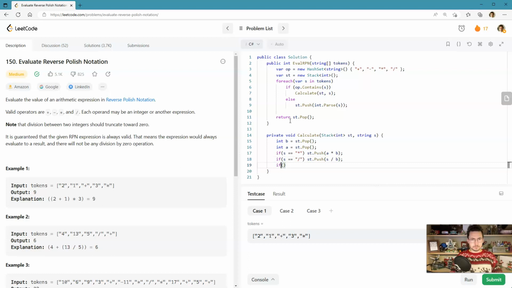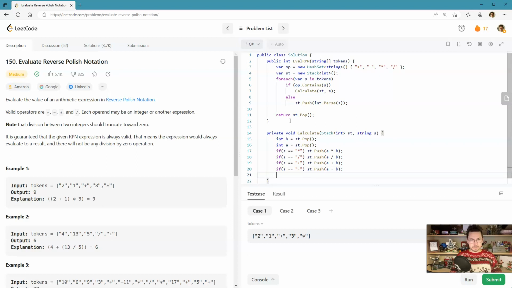If s equals plus, push a plus b. If s equals minus, push a minus b. And that's it.